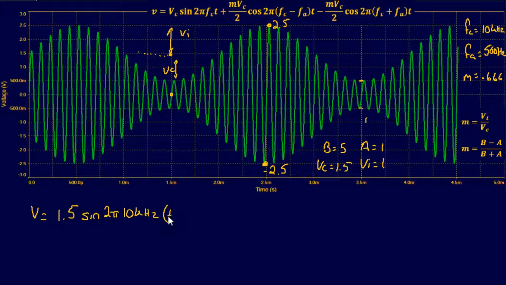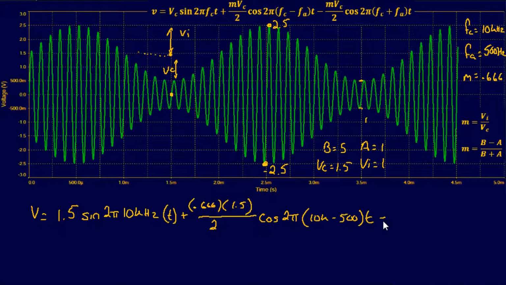Please excuse my handwriting, and I'll just put t right there. Plus, now the modulation index times the voltage of the carrier divided by 2. So I'll just put it in there: 0.666. I have to go for a sharper pen on this one. All right, carrier voltage is 1.5 divided by 2. And then that's going to be cosine 2 pi, and this one's going to be the carrier minus the input frequency. So that's going to be 10,000 minus 500, and that's t.